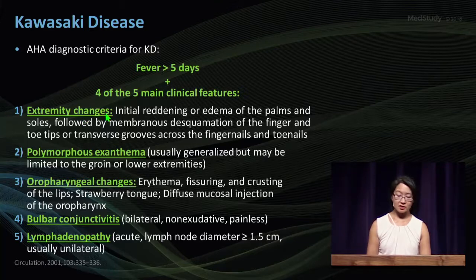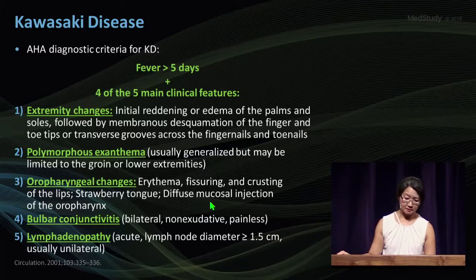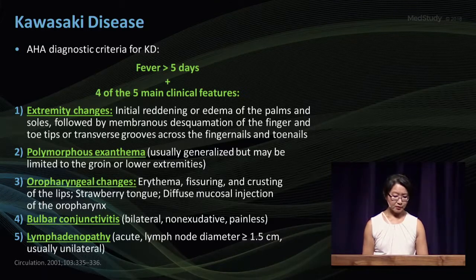Extremity changes, like I had mentioned, edema of the palms, followed by membranous desquamation of the skin. Polymorphous exanthema, usually this is generalized, but it could be limited to the groin or lower extremities. Oropharyngeal changes, such as the strawberry tongue, but also diffuse mucosal injection of the oropharynx can be seen.